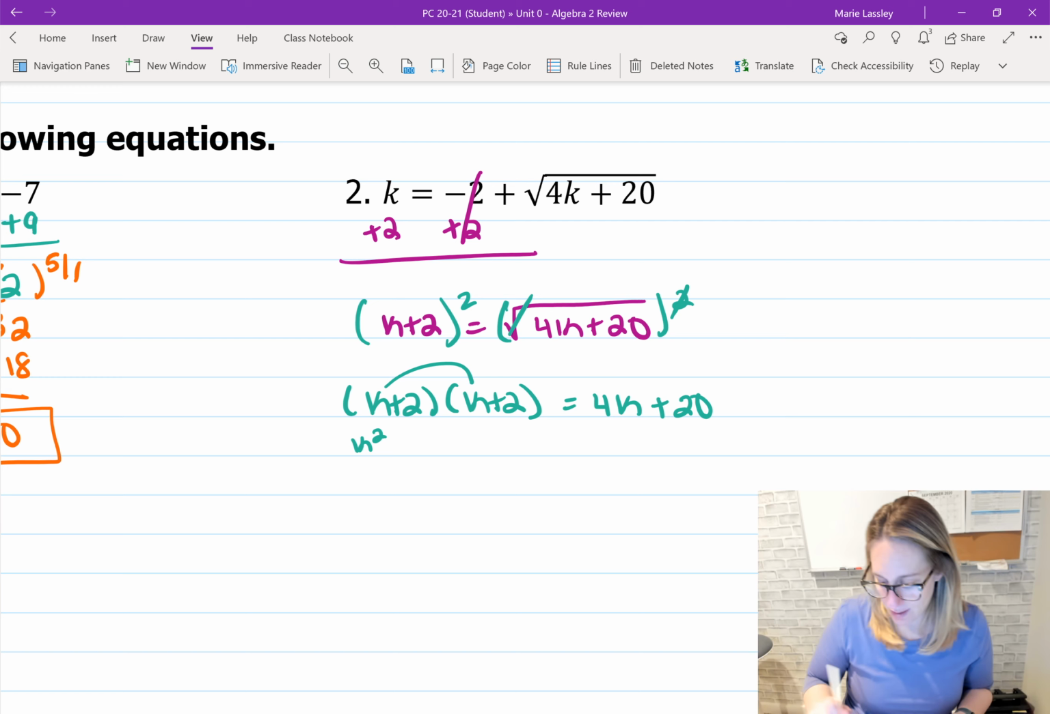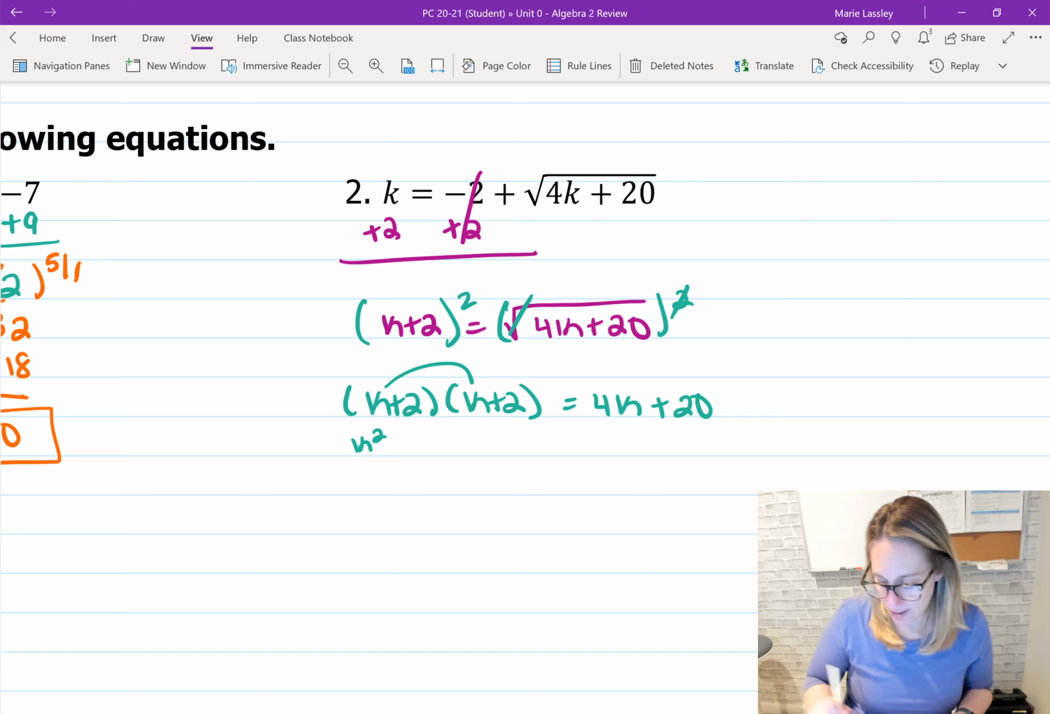Now we're going to combine like terms on that left-hand side. So I have a 2k plus a 2k, that's going to give me 4k. So I have k squared + 4k + 4 = 4k + 20. From here, I'm just going to solve my problem.